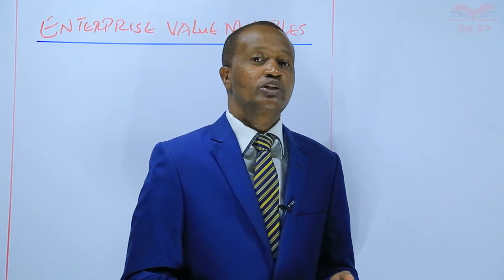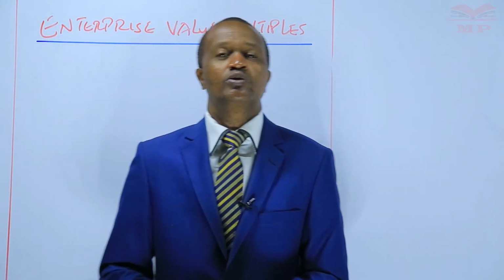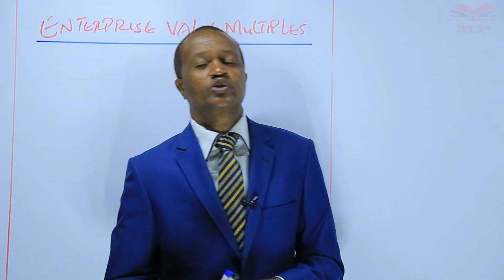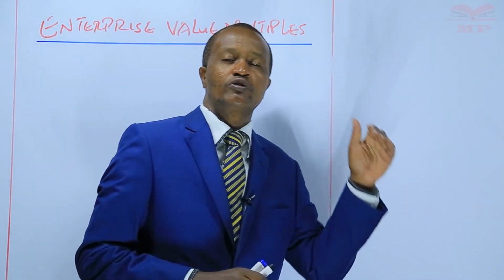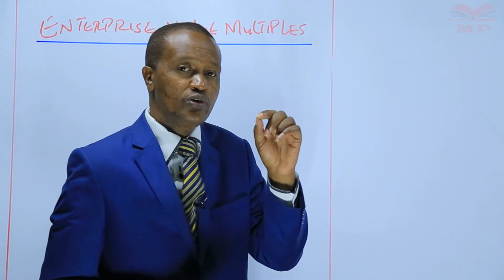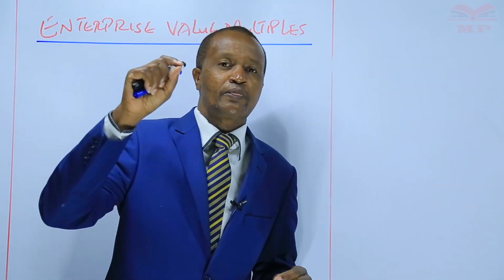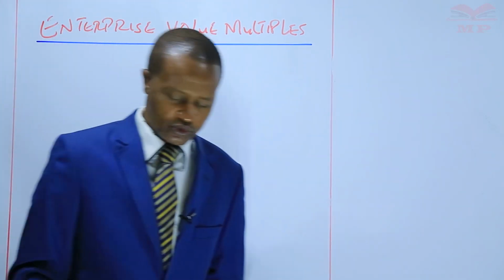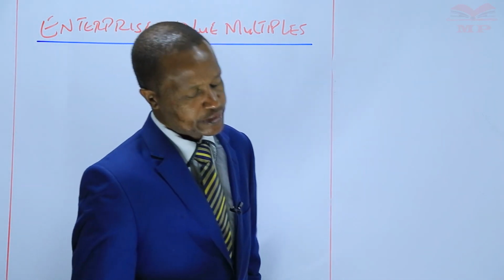In today's lesson, we're going to learn how to calculate the second enterprise value multiple, which is the enterprise value to sales. Enterprise value to sales is simply a ratio of the enterprise value to sales. That is the second multiple. I'm going to read an illustration. This will help us calculate enterprise value to sales.